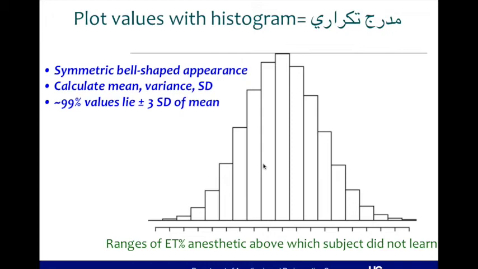So again, here you would plot your values. These would be ranges of end-tidal anesthetic above which the subjects didn't learn or remember. You calculate the mean, the variance, and then from that the standard deviation. And we know that roughly 99% of values are going to lie within 3 standard deviations of the mean because that's how it's defined.